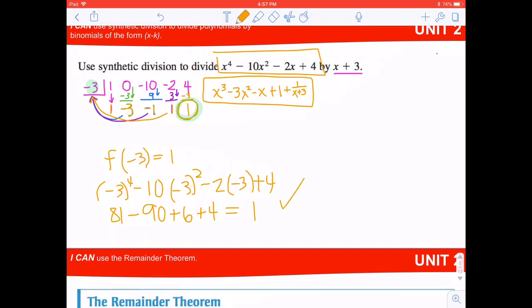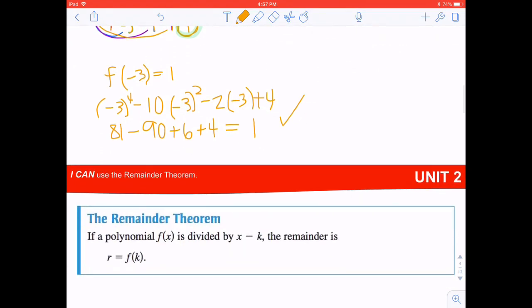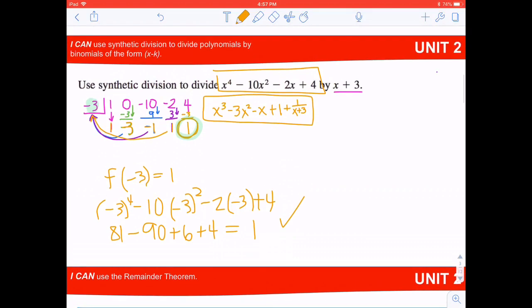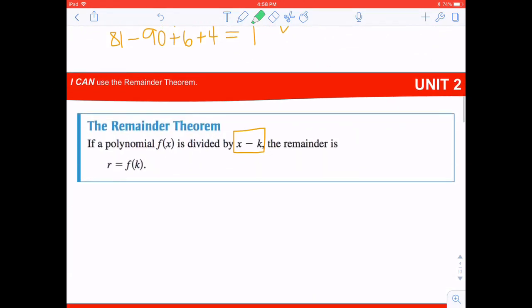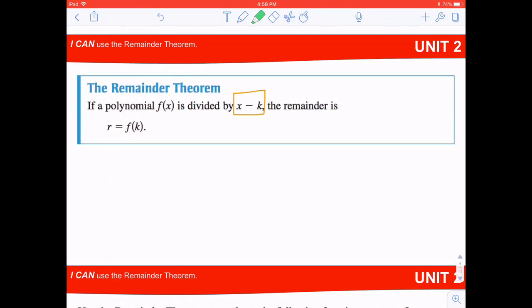So it checks out that whenever you do synthetic division, so when you're dividing with the form x minus k, then whatever that k is can be plugged into your x value here, and the remainder, when you do synthetic division, is going to be your output when you plug that k into that original function. So the remainder theorem, as weird as it sounds, is very helpful actually.